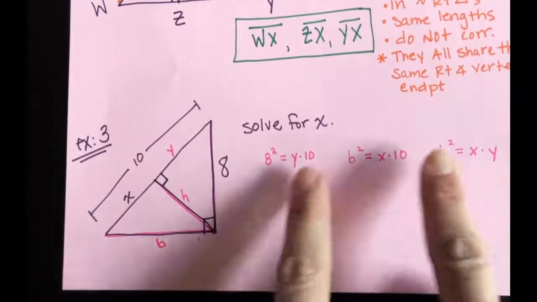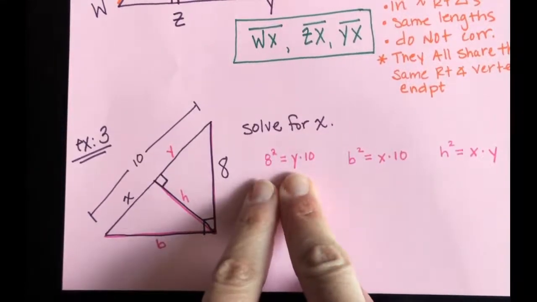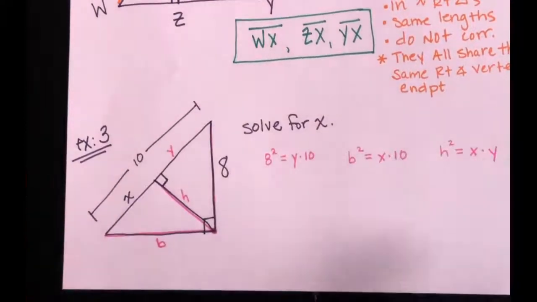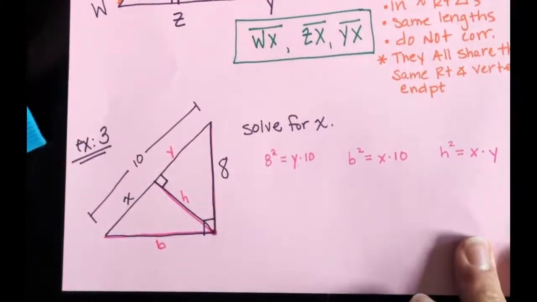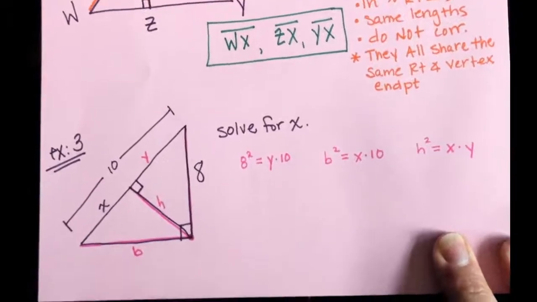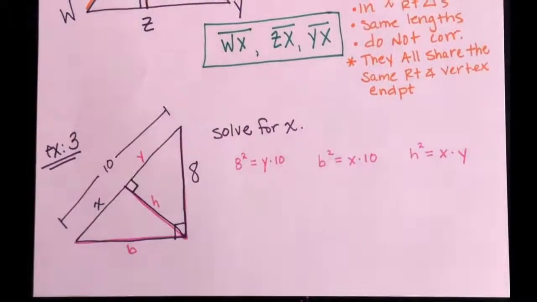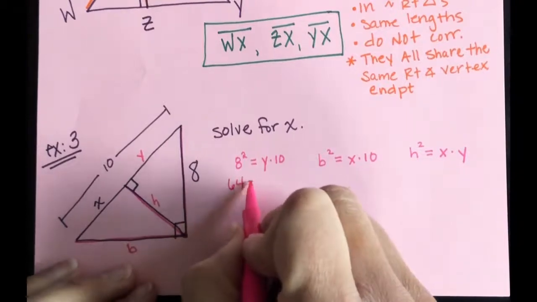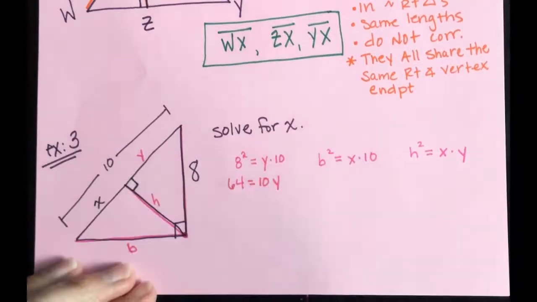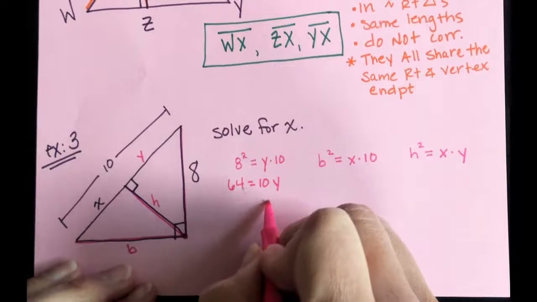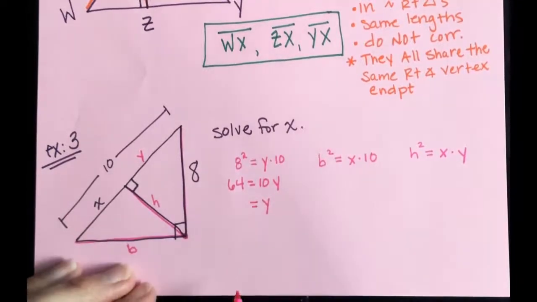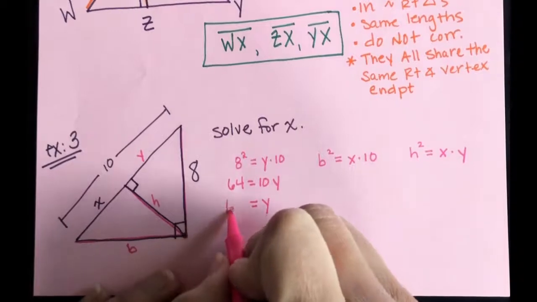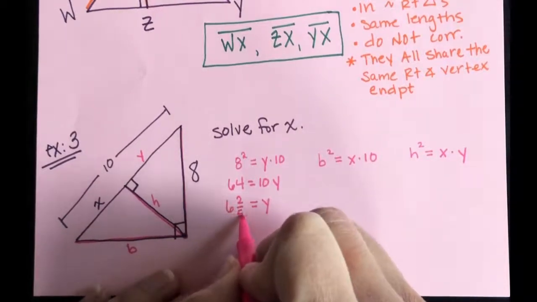but I don't have enough information. So that does mean I need to solve for this first, which again, if you saw that right off the bat, maybe this strategy isn't necessary. If you didn't see that right off the bat, then maybe that is a strategy that will work very well for you. So I know that this is going to be 64 equals 10y. And when we divide by 10, we end up with 6.4, which would be 6 2/5.